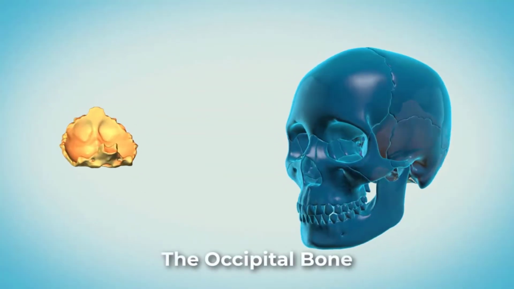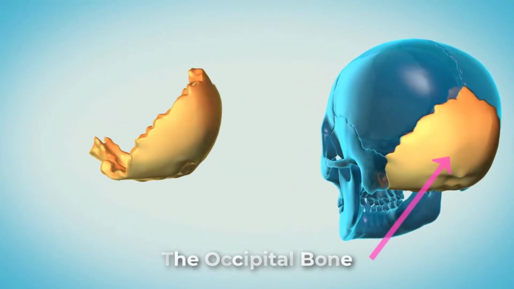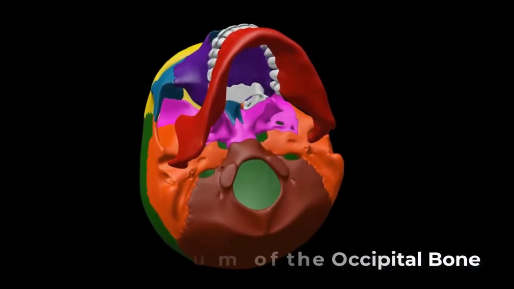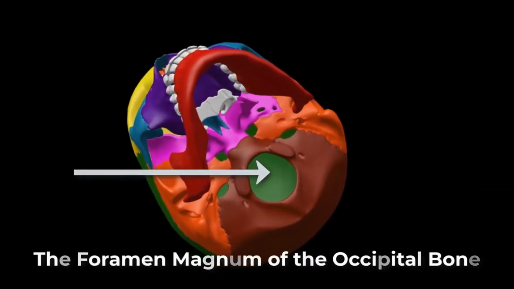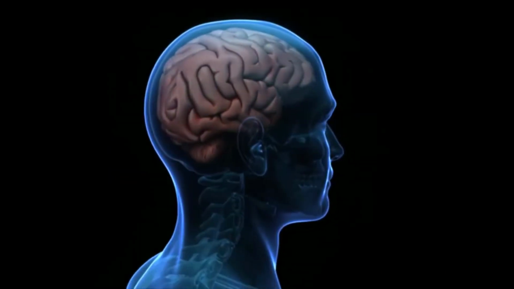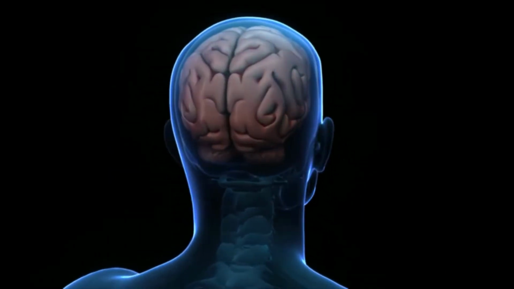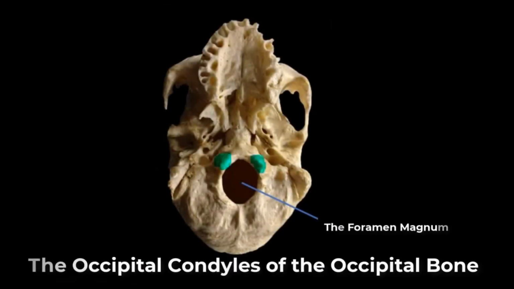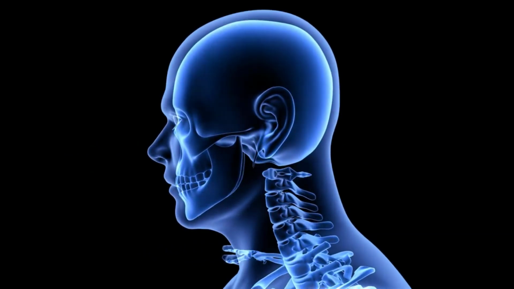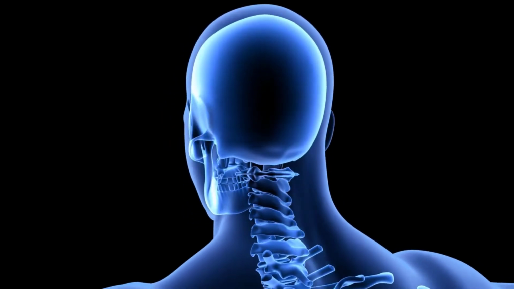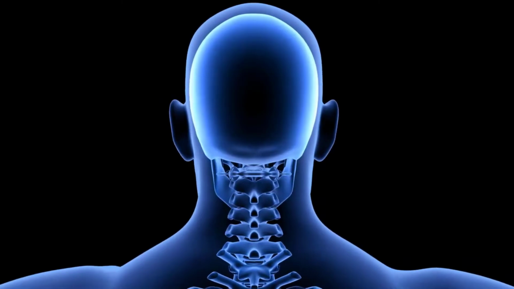The occipital bone is the single bone that forms the posterior skull and the posterior base of the cranial cavity. On the base of the skull, the occipital bone contains a large opening called the foramen magnum. The foramen magnum allows for passage of the spinal cord as it exits the skull. On either side of the foramen magnum is an oval-shaped occipital condyle. These condyles form joints with the first cervical vertebra and thus support the skull on top of the vertebral column.